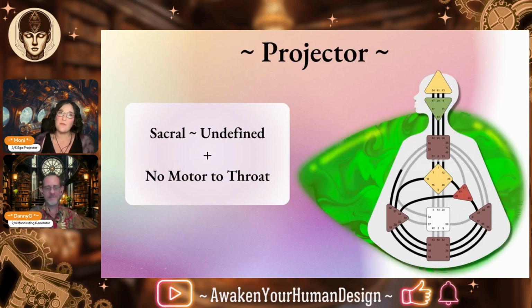And then next up, we have the projector. So to see a projector in a chart, the sacral is undefined. So that square, that second square from the bottom, is undefined. It's white, and there's no motor to the throat. And so there's a lot of variety in the types of projectors. It's the most varied of the types and the configurations that you can have. Totally. So it's pretty interesting. Yeah, totally. It can be anything. There's so many different ones.